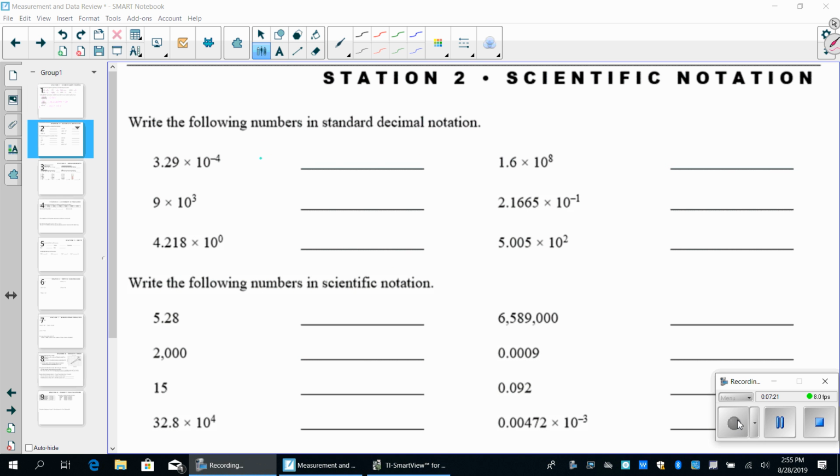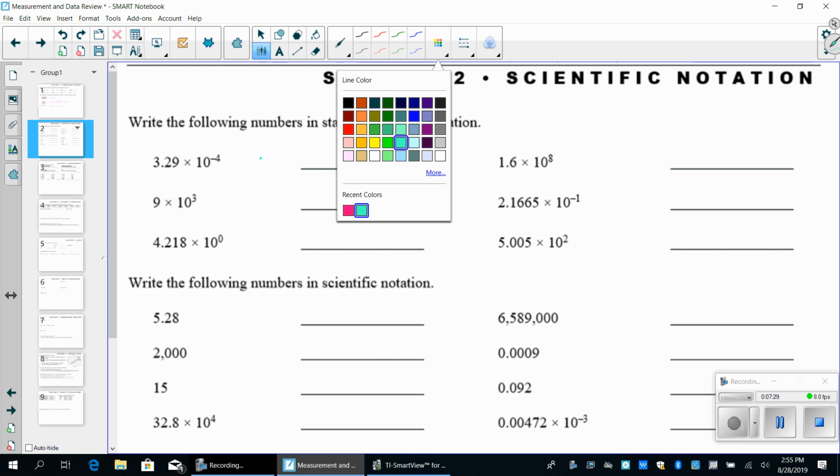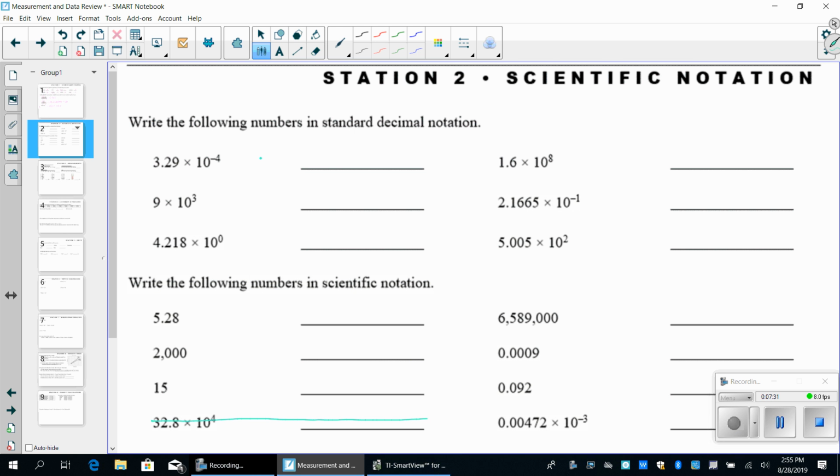Okay, for this one, I had taken these off, the bottom ones. I didn't really want you guys to do these. So that bottom section is off of this. Now, write the following numbers in standard decimal notation.